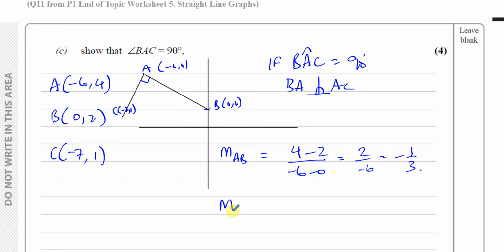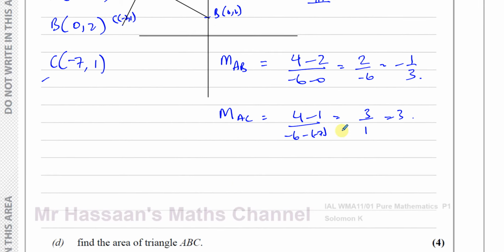And the gradient of the line AC is going to be the gradient between these two points, which is 4 minus 1 over minus 6 minus minus 7, which is 3 over minus 6 plus 7, which is 1, which gives you 3. So we can see that these two gradients are perpendicular.